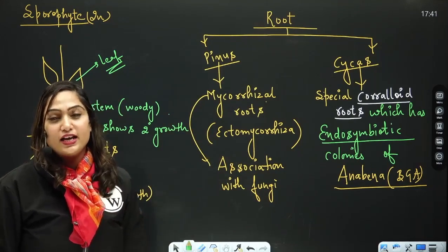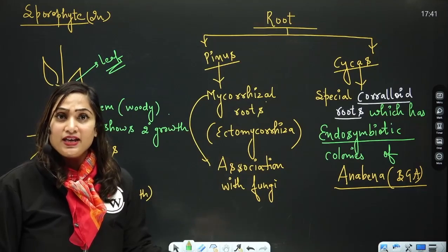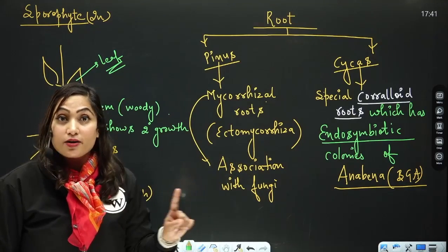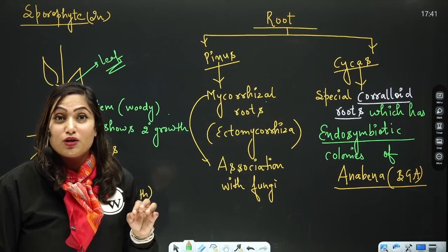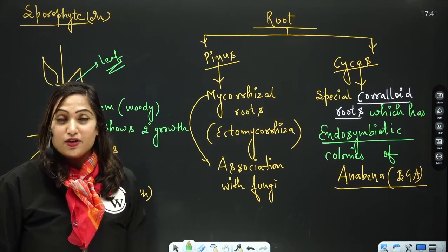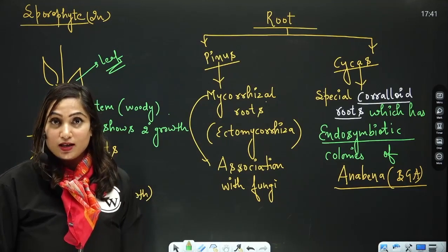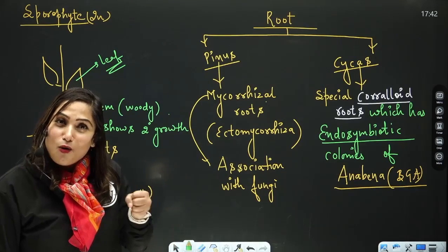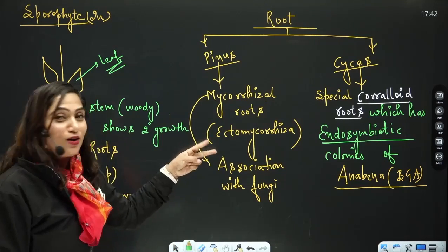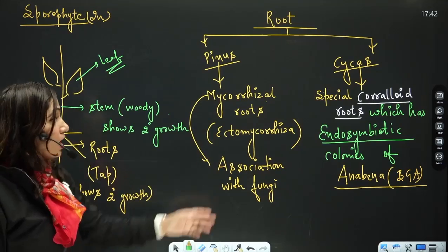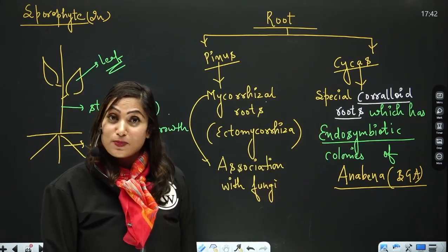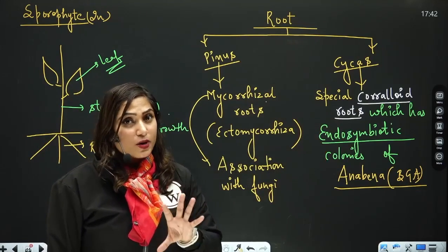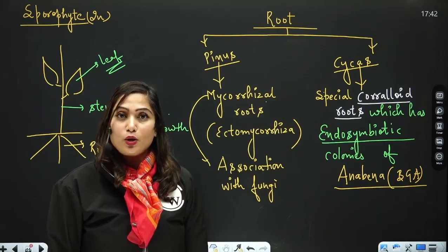This is an obligate association. The Pinus seed cannot germinate in the absence of the particular fungi in the soil. If that fungi is not present in the soil, the seed of the Pinus will not germinate. This is a kind of obligate relationship. They both cannot live without each other. Okay. How is the root of Cycas special? Cycas has a special type of roots called coralloid roots.